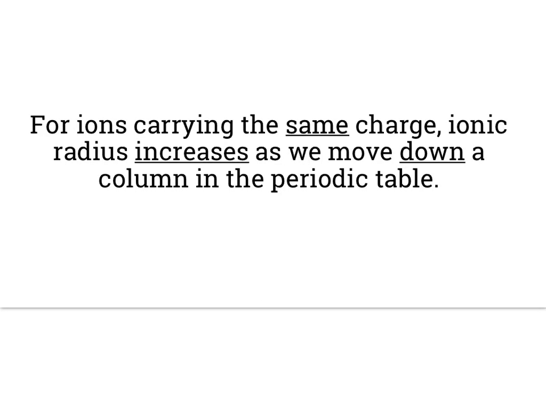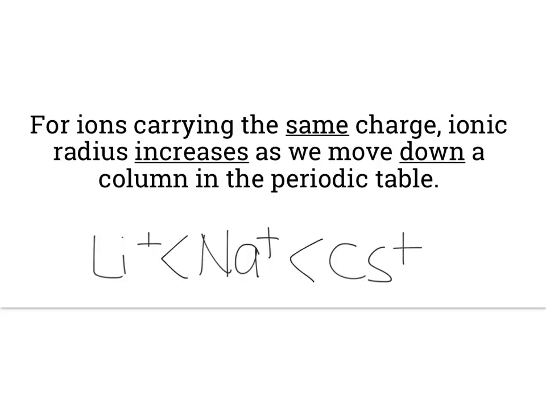For ions carrying the same charge, ionic radius increases as we move down a column in the periodic table. Meaning, if we have Li plus, Na plus, and cesium plus, they all have the same charge, which means they all shrink, which means we just go off what they started with. So when they have the same charge, you basically compare them off the atomic radius trend. Same charge goes right back to atomic radius. So in this case, sorry, might as well finish that. There you go.